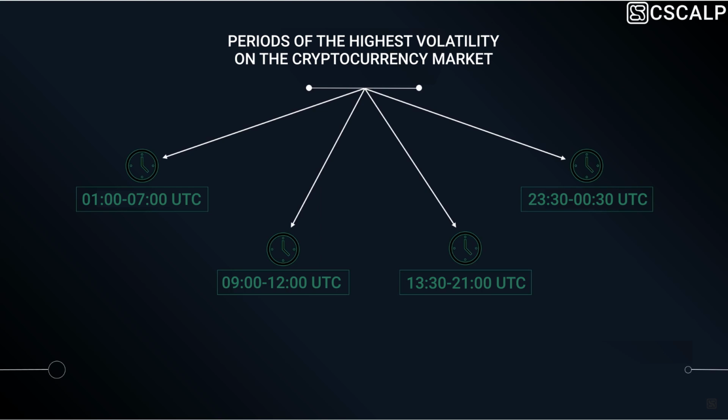Here we took quite a long period of time because volatility can vary here. It's not compulsory that the volatility will be at 9 a.m., for example. It can be during this whole period of time. The second period is from 12 p.m. to 15 p.m. This is the pre-market of the American session and the most active period of the European trading session.